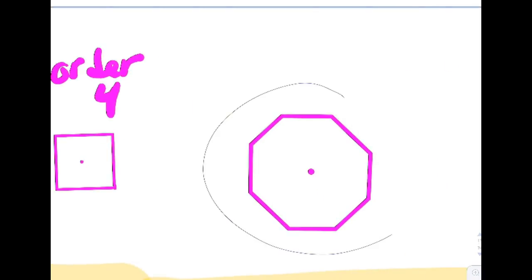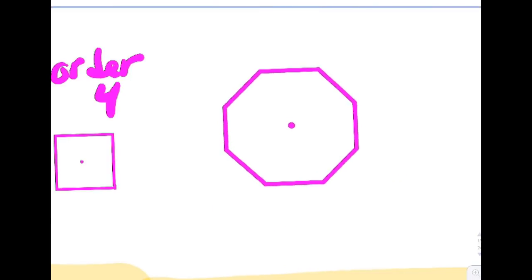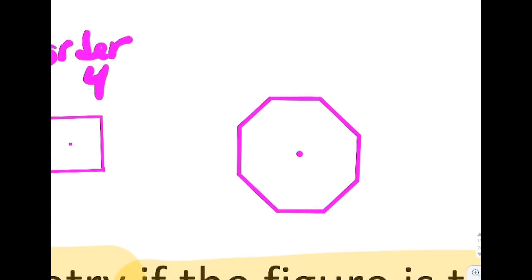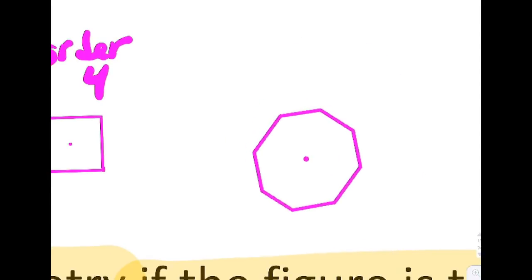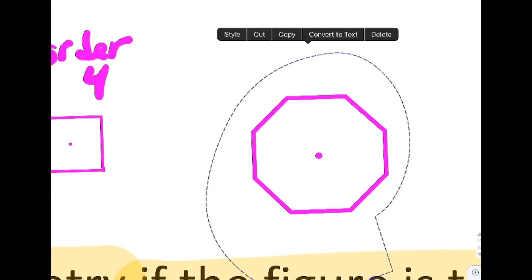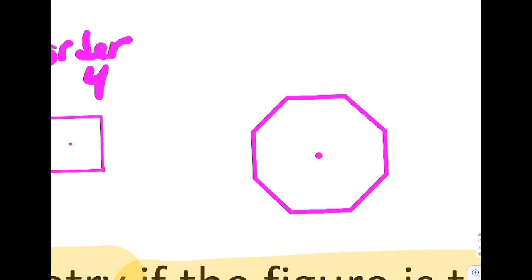With the octagon, there are 1, 2, 3, 4, 5, 6, 7, 8. Because there are 8 sides, it's an easy one to see. So the order for the octagon would be 8. There are 8 positions where that octagon can look exactly the same when you spin it within one full turn.